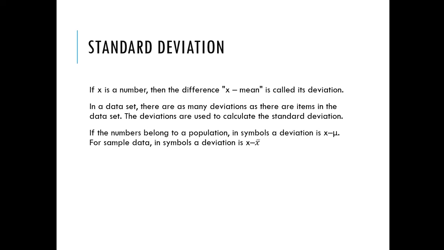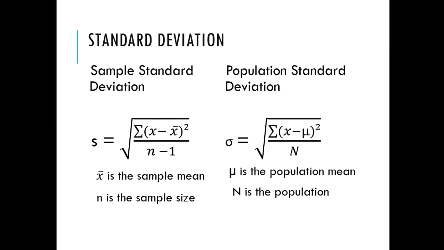So if x is a number, the difference, x minus the mean, is called a deviation. In a data set, there are many deviations, one for each item in the data set. The deviations are used to calculate the standard deviation. For a number belonging to a population, the deviation is x minus the mean. And for sample data, the deviation is x minus the mean again.